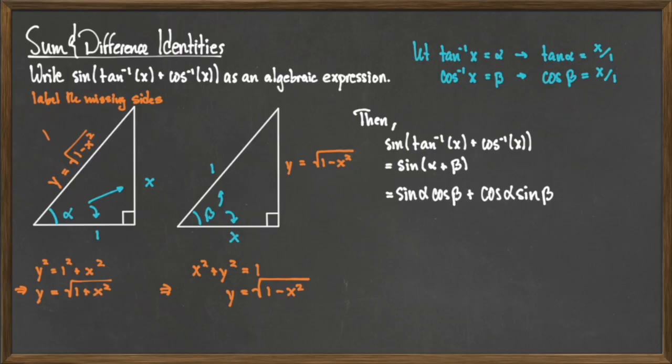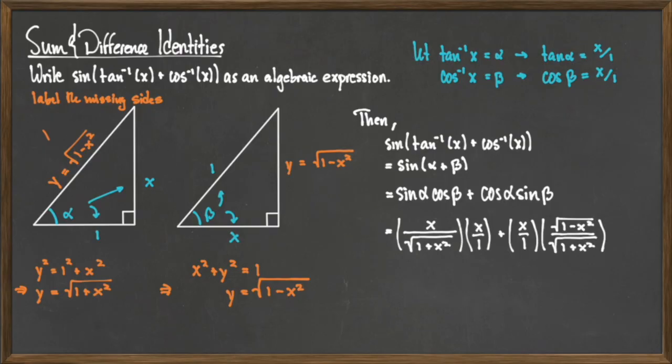Once I go through all these trig ratios, I get the following expression. And after a little bit of work, this is going to simplify to the final answer of x squared plus the square root of 1 minus x squared, all divided by the square root of 1 plus x squared.